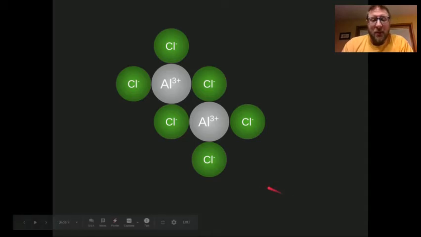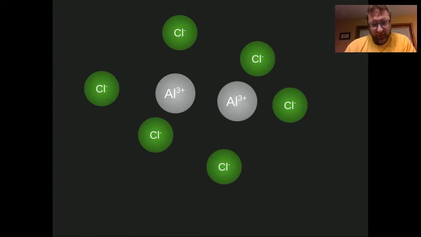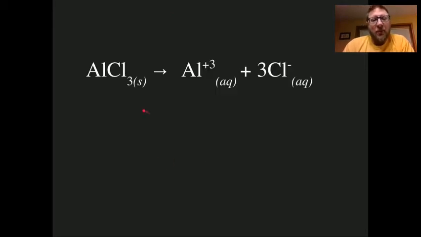And similar to how the sodium chloride dissolved in water, when this dissolves in water, it's going to separate into those component ions, and it would look like this. All right, we still have that same ratio. Nothing was created, nothing was destroyed. We just want to represent it a little bit differently. So here's the written out dissociation equation for aluminum chloride.